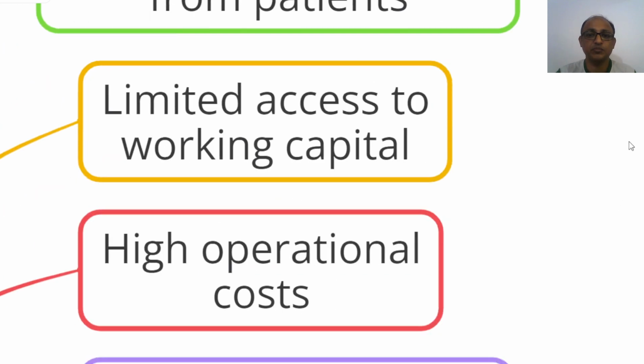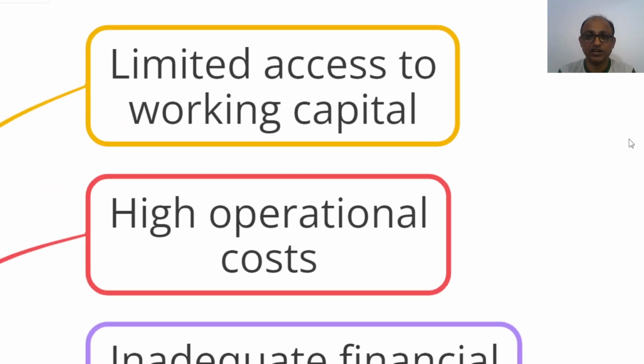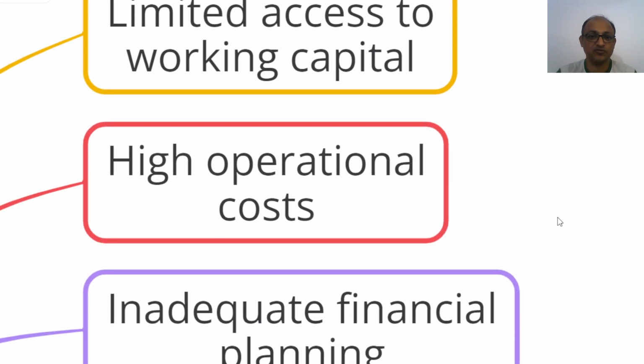Another problem is limited access to working capital. This working capital is the capital which is required for the day-to-day operations of the clinic. That is basically the expenses required to maintain your clinic: your clinic rent or your EMIs, if you have some staff, the salaries, the bills for your electricity and all other expenses, taxes. All those factors come under your working capital because it's required to smoothly operate your clinic. So these are the expenses which can hamper your cash flow.